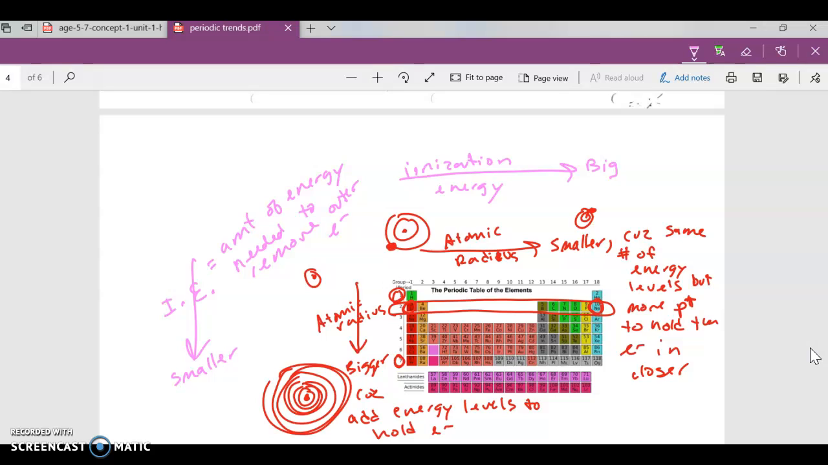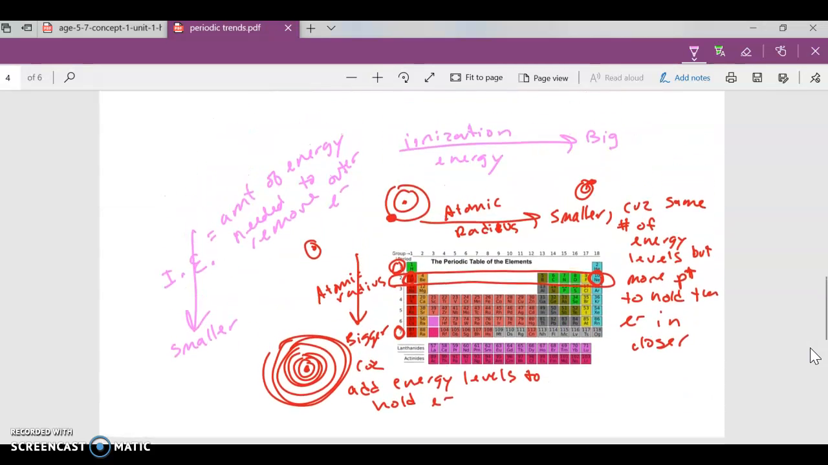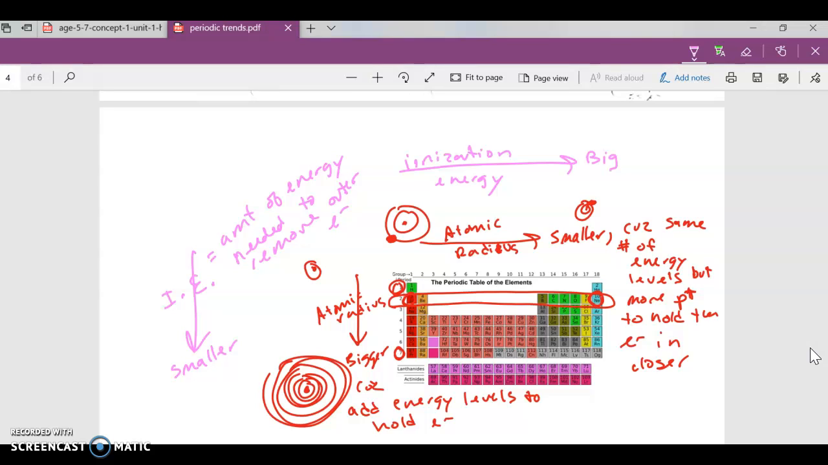So once again, my claim is ionization energy gets smaller as you go down. My evidence for that is this graph. This is the data. Data is your evidence. And then my reasoning is the because behind it, the what's happening inside the atom kind of because. So ionization energy gets smaller. That means the amount of energy needed to remove the outer electron is low. If it's low, that means it's easy to remove an electron.